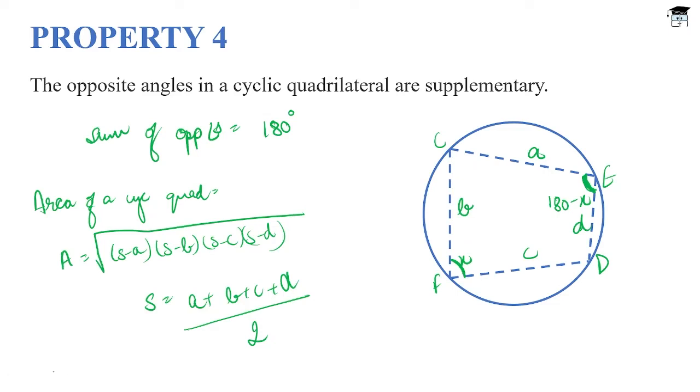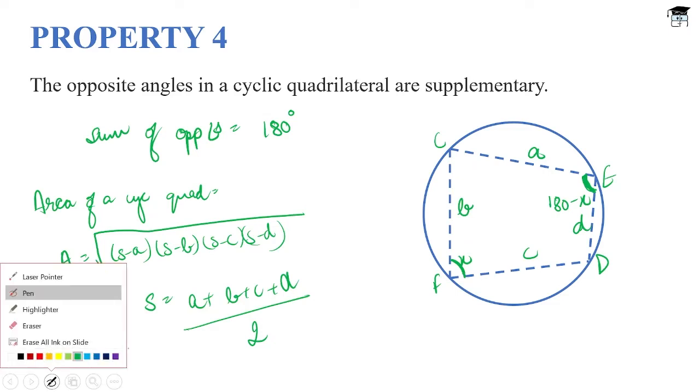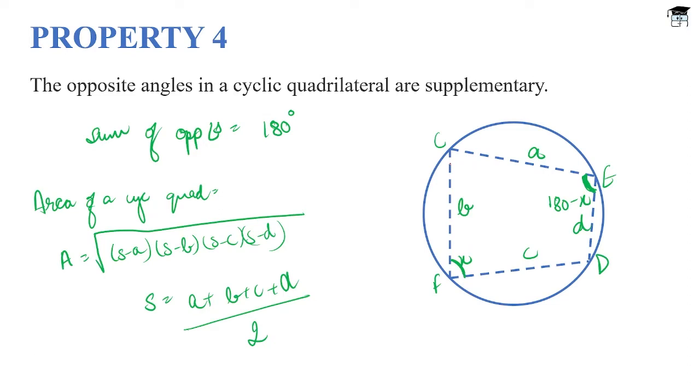That means the opposite angles, let me just tell you once again, the angle at C here and the angle at D here. The first angle C, that is X, plus the angle at D, let's say theta. So X plus theta is equal to 180 degrees. If we know the value of X, theta would be 180 minus X. And we also learned about the area of a cyclic quadrilateral, and how to calculate the perimeter.